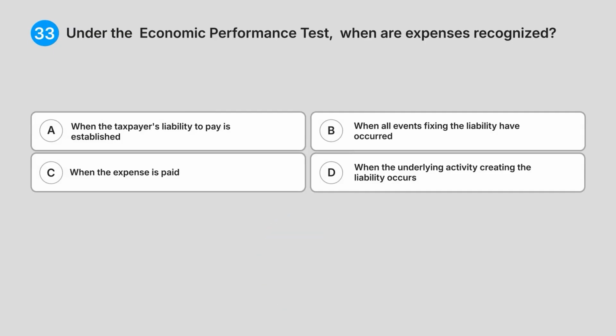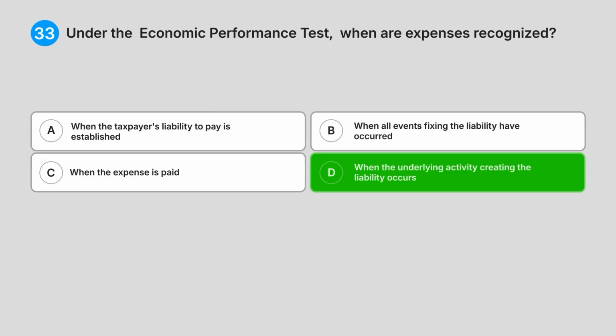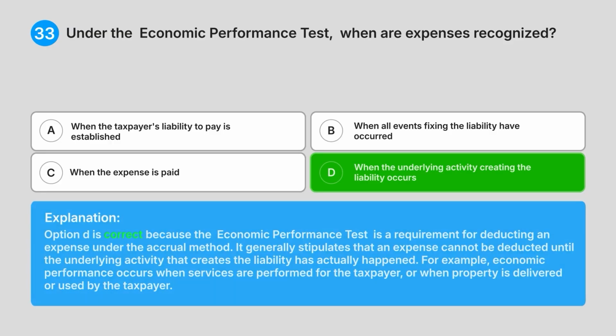Correct answer, D. When the underlying activity creating the liability occurs. Explanation. Option D is correct because the economic performance test is a requirement for deducting an expense under the accrual method. It generally stipulates that an expense cannot be deducted until the underlying activity that creates the liability has actually happened. For example, economic performance occurs when services are performed for the taxpayer, or when property is delivered or used by the taxpayer.